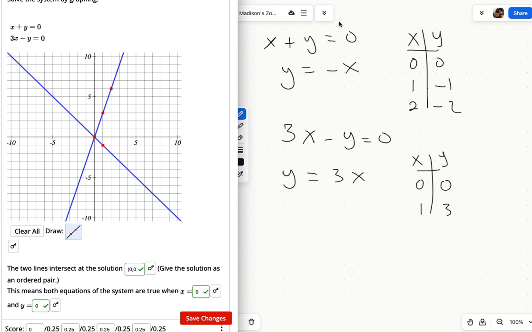So either by table or just looking at the equations and recognizing slope and intercept, either way that gets you that intersection point at 0, 0.